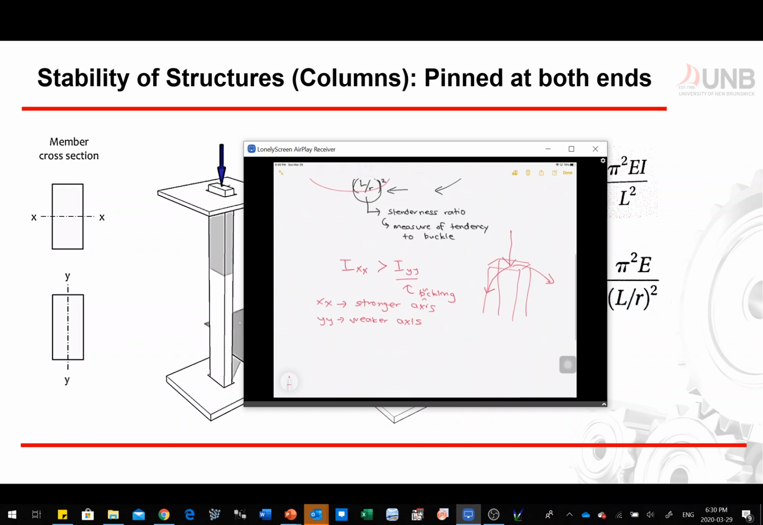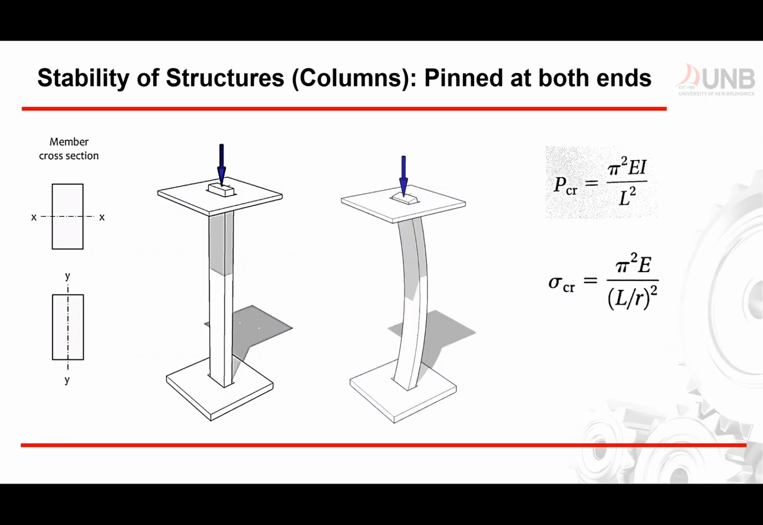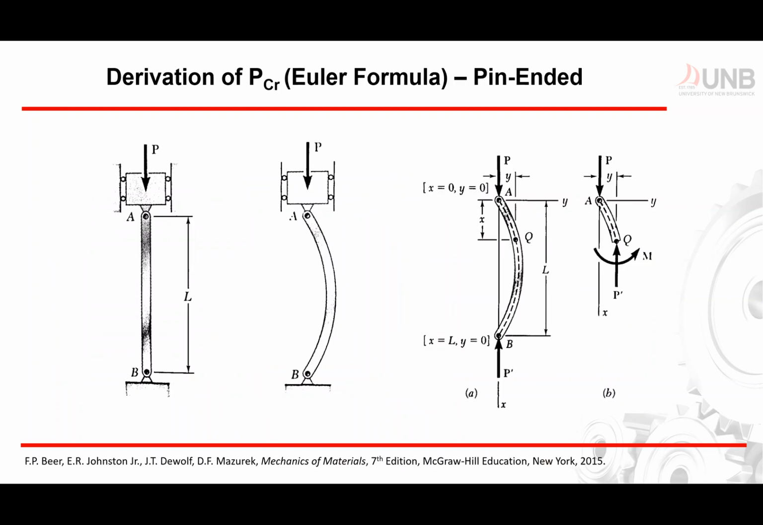So, yeah. Now let's go to the derivation of those equations. So we have PCR and sigma CR. Now let's go back to pin connection at both ends of the column. So we have a column on the left side which has a length of L. We have pin A, pin B.